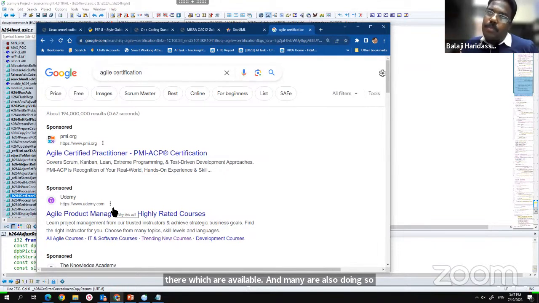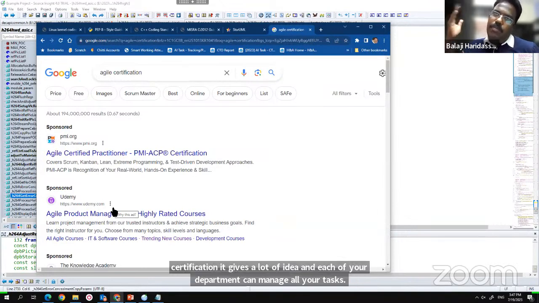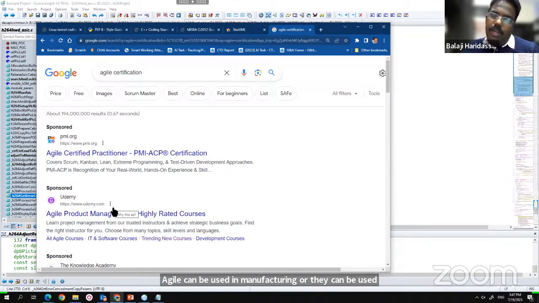And each of your departments can manage all your tasks through Agile. Agile can be used in manufacturing. Agile can be used in construction. Agile can be used in software development. It can be used anywhere. So it very easily applies to you.